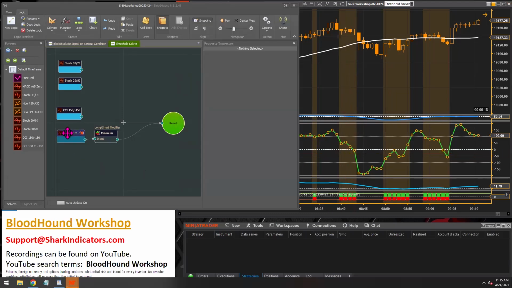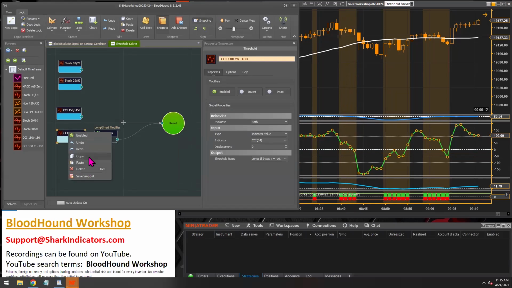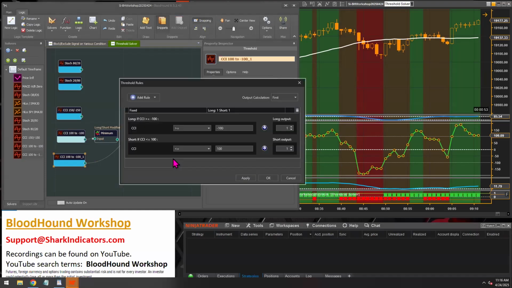So let's see here. Actually, I think there's another way we can do this. There we go. Oh, no, that's actually equals. Sorry, I was thinking of the comparison solver. Yeah, there's another way to do this with the comparison solver here. So this is the threshold solver. So, all right, yeah, we'll skip that.